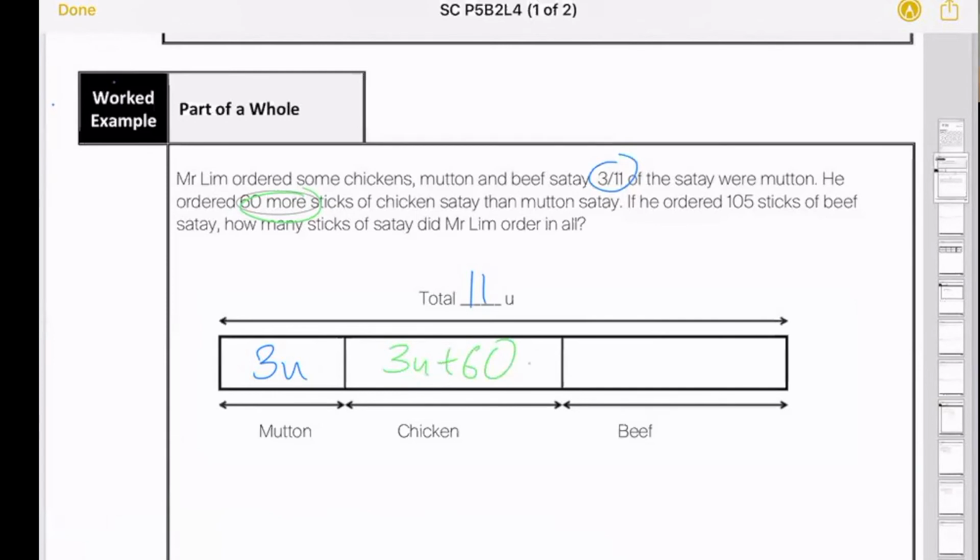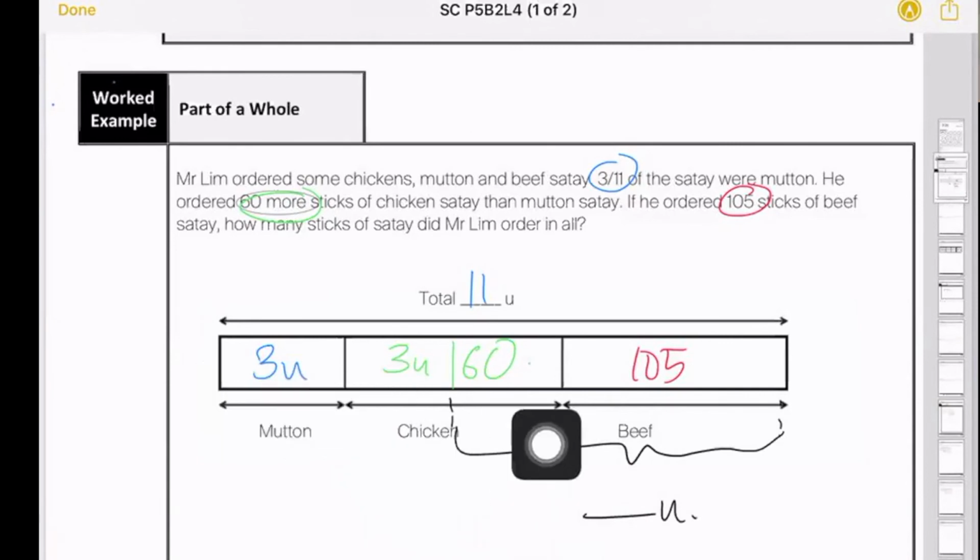And you know that beef, so you know that you got 3 units and you got 60, and then the last one will be your 105. So beef will be 105. Okay, so you need to find how many sticks. Your next step, to continue to solve it, is to find what your 60 and 105 must represent. If you already have 3 units and 3 units in the model over here, your 60 and 105 must represent how many units? So the 60 and 105 must represent 5 units.